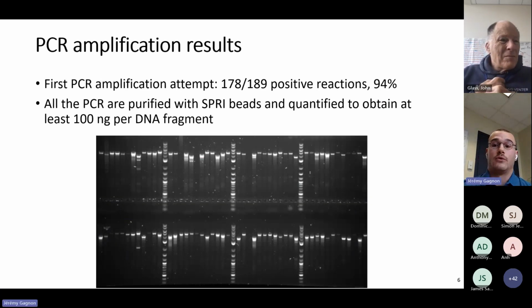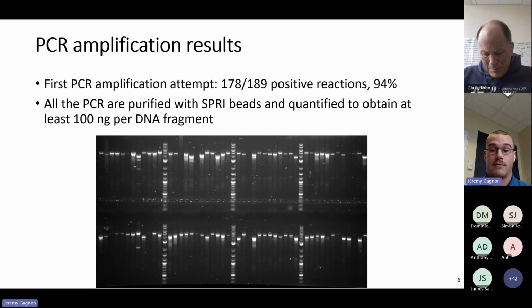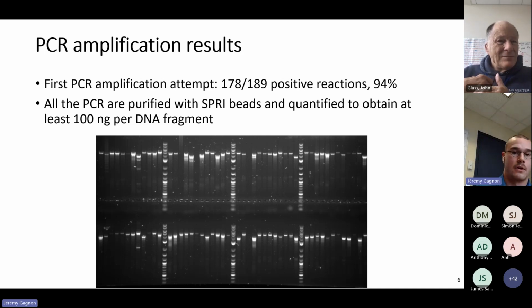After the first attempt to amplify the 189 PCR fragments, we have a success rate of 94%, with only 11 negative reactions. The negative reactions were all successful after additional attempts. After all the amplification, the PCR products are purified using magnetic beads, and their concentrations are measured to ensure that we have at least 100 nanograms of DNA per fragment for the following steps.